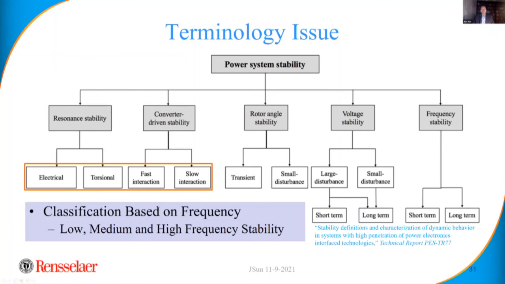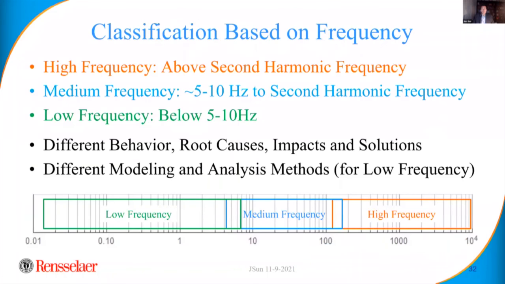And so instead of using those terms, I will simply refer to them by frequency. So this is how all the kind of problems we're addressing. And they are different, again, from traditional power system stability by their frequency. And that's how I kind of refer to them instead of using the terminologies. So this is how we divide the frequency. High frequency, typically above the second harmonic, right? So in the US, it's 120 hertz.